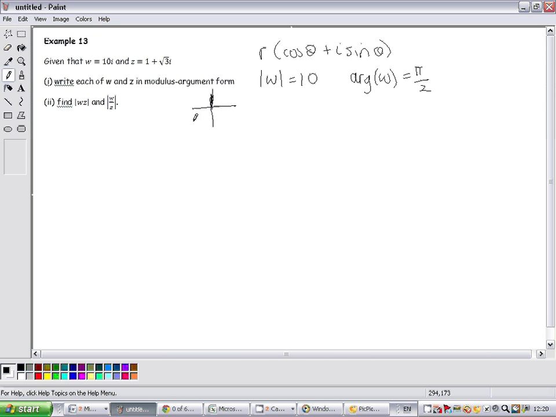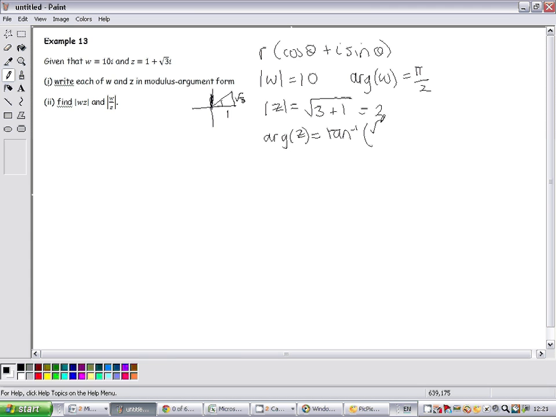The next one is 1 plus root 3i, so it's 1 along and root 3 up, so it's in the first quadrant, so it's easy to work out the answer. So the modulus of z will be, now we've got to square each side, so the square of root 3 is 3, and the square of 1 is 1. So it's root 4, which is obviously just 2. And then the argument of z is straightforward, it's just this angle here. It's the inverse tan of root 3 over 1.